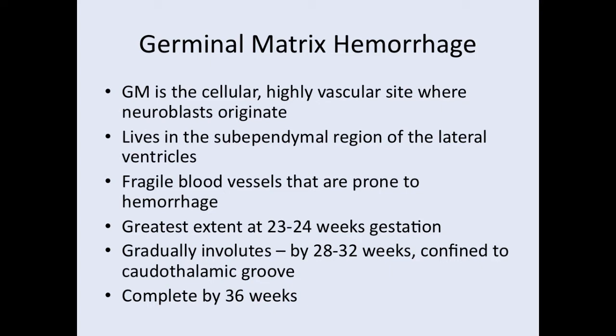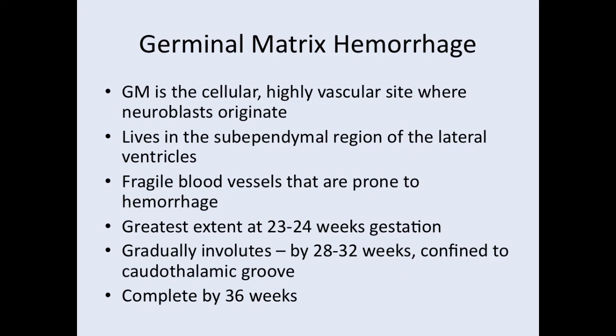Just a little background, the germinal matrix is the cellular, very vascular area in the baby's brain during development where the immature neurons are born, and then as the baby develops, the neurons migrate out to their eventual normal position in the brain. The germinal matrix basically lines the subependymal region of the lateral ventricles on both sides, and the reason that they are prone to hemorrhage is they have very fragile blood vessels that can burst if the baby's under stress, like fluctuations in blood pressure or other stresses.